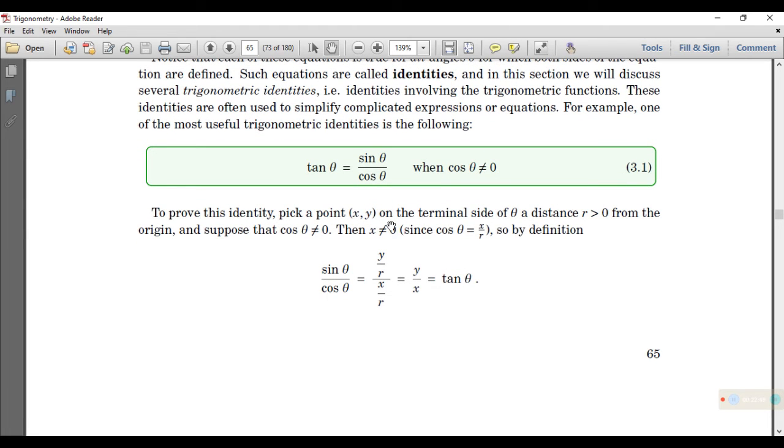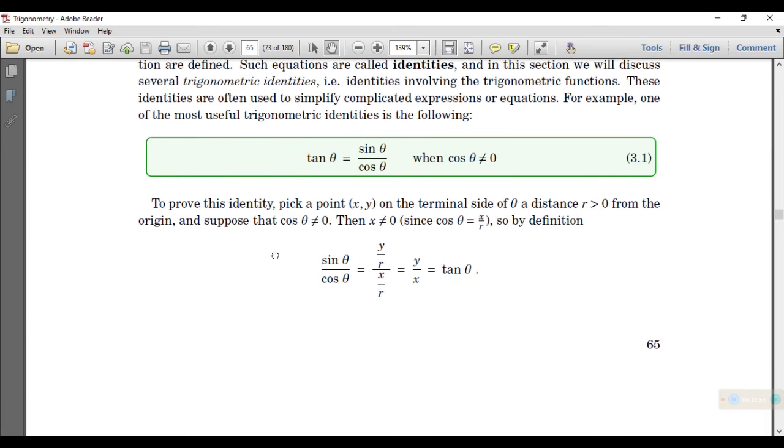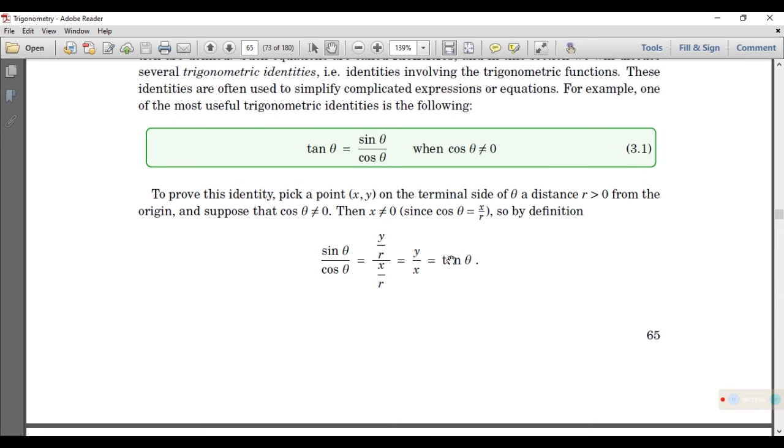Ayan. Ito na pala. Nakalagay din pala dito. But, magkaiba kami ng proving. Ang ginamit ko yung idea of the unit circle. But if you're going to follow this one, you will start with sine theta over cosine theta. You will end up with the same value, which is tangent theta.